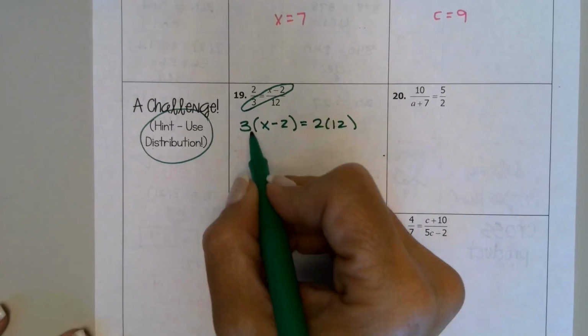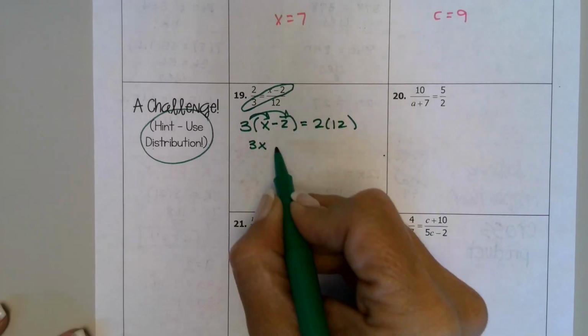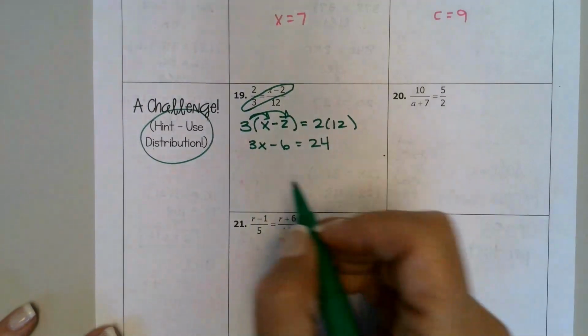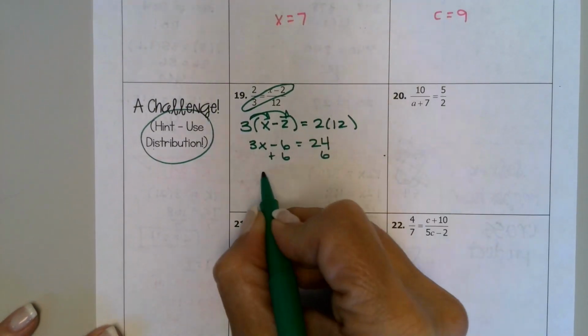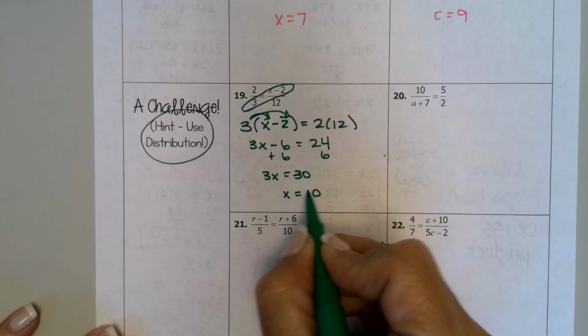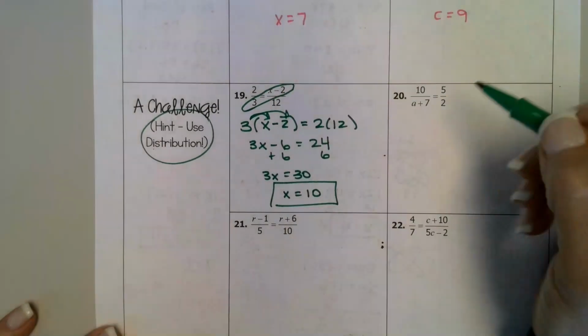All right? So at this point, I can distribute or I can solve and then divide. So I'm going to distribute first. So I have 3x, and then I go to the second one, minus 6 equals 24. So if I add 6 to both sides, this gives me 3x equals 30, or x equals 10. Okay, so let me do one more.